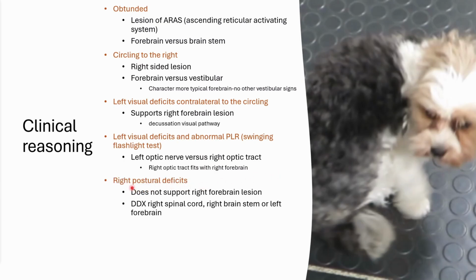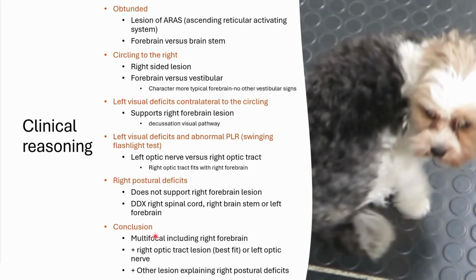But I don't have an explanation with that localization for the right postural deficits, because if it was a right forebrain lesion, I would expect left postural deficits, again because of the decussation. So this would suggest a right spinal cord, right brainstem, or left forebrain lesion. So I've got two possible lesions, which means it's multifocal, including the right forebrain. That's a kind of given. The right optic tract lesion is the best fit, but I can't rule out a left optic nerve because we've now said it's multifocal, so it could be in a variety of different places. There must be something else which explains the right postural deficits.